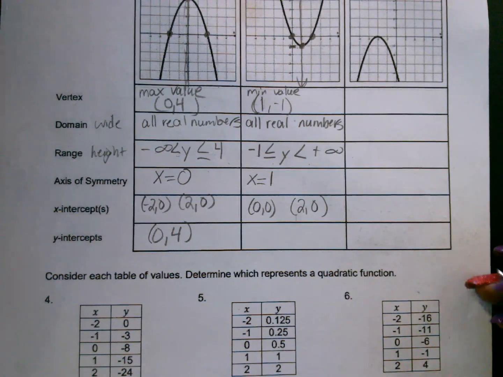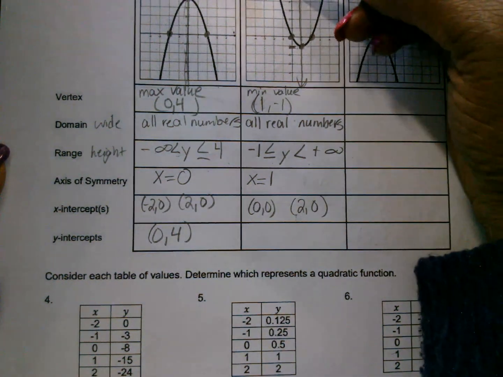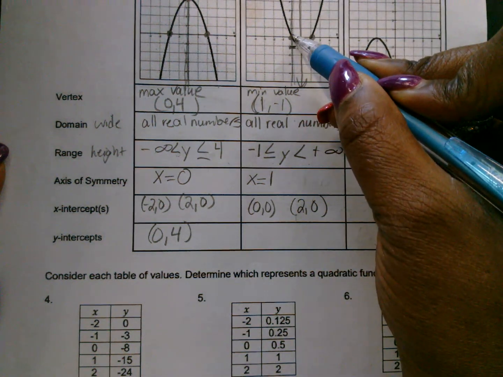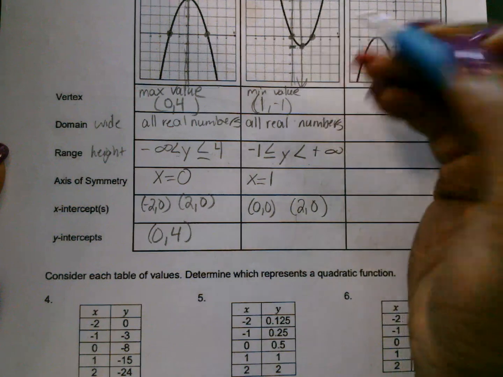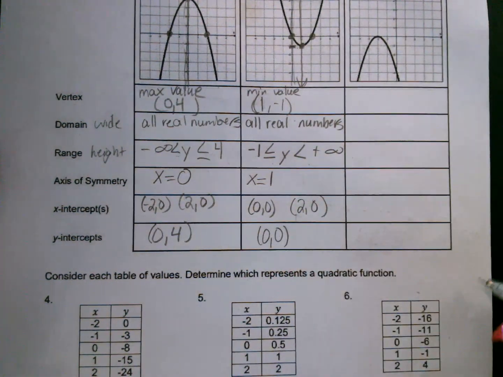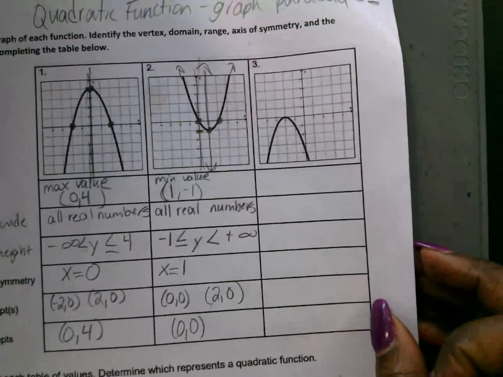Y-intercept is where it crosses the y-axis. This is the y-axis right here. It crosses the y-axis at (0, 0). See if you can do the third one on your own.